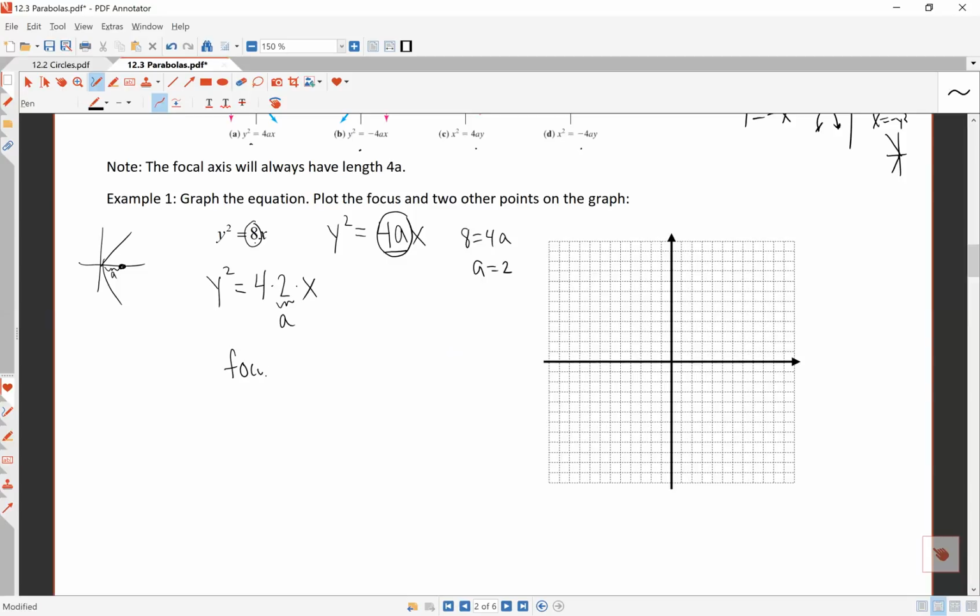The focus is 2 units from the vertex. The parabola opens to the right, so it's at 2, 0. The directrix is 2 units on the other side.